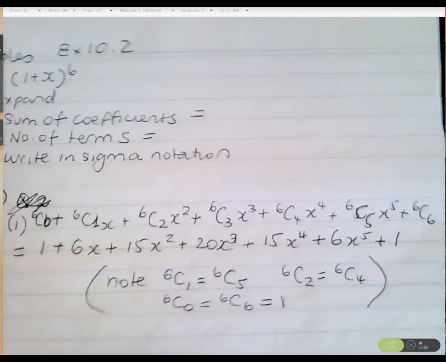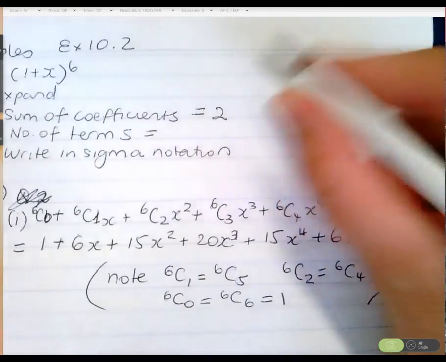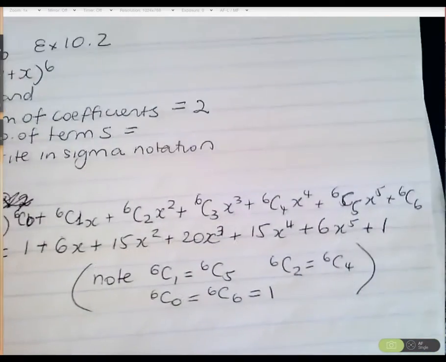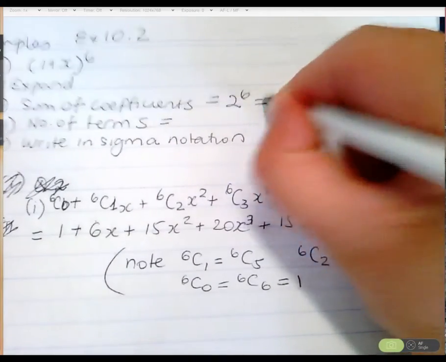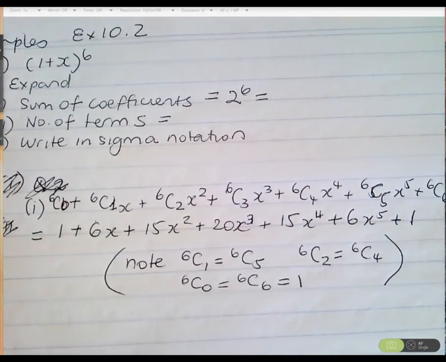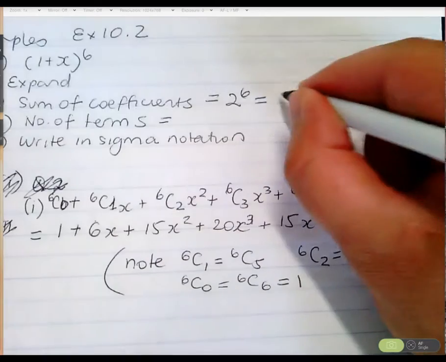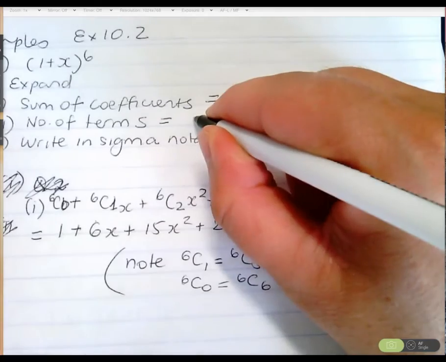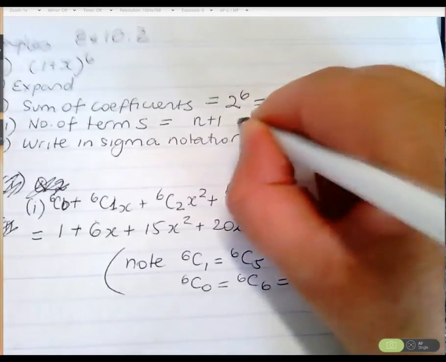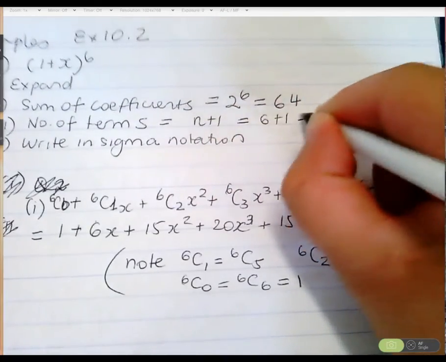All right, what's the sum of the coefficients? 2 to the n, remember? The sum of coefficients is 2 to the n, which is 2 to the 6, which is 64. The number of terms is n plus 1, which happens to be 6 plus 1, which is 7.